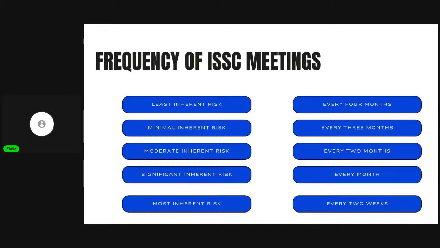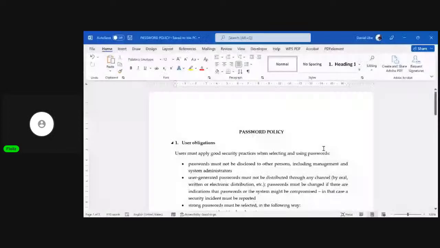So just like the last module, you'll be given access to these policies so that you can easily adopt them in your institution. So we'll look at the password policy and what should be the components of the password policy. The password policy is very simple.